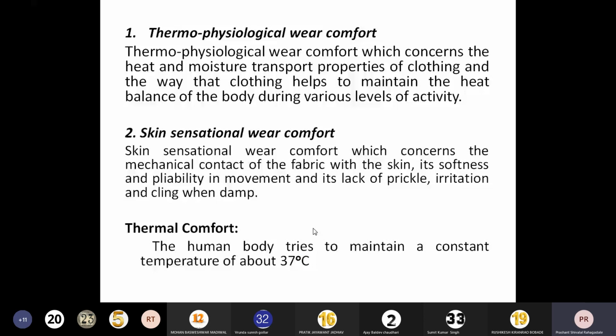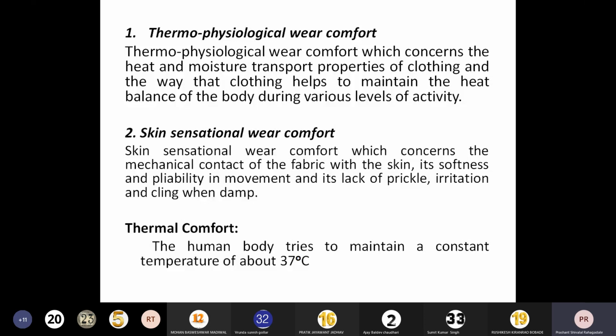so this is about the two types of comfort. One is thermo-psychological comfort, and the other is related to skin sensational wear comfort. Okay.